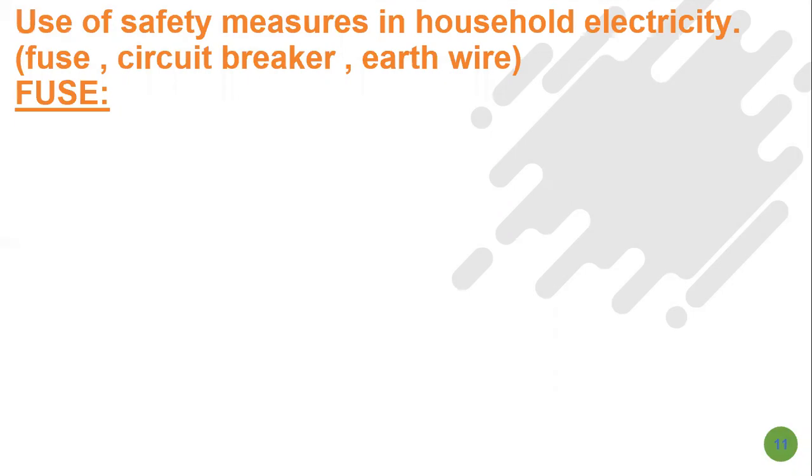Use of safety measures. For example, fuse, circuit breaker, earth wire. These are the safety measures. For precaution, we are using these fuses, circuit breakers, and earth wire for safety measures.